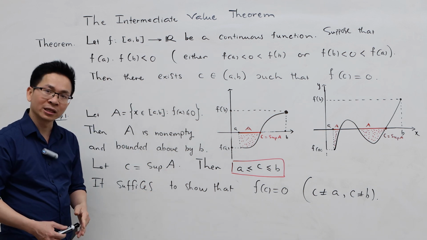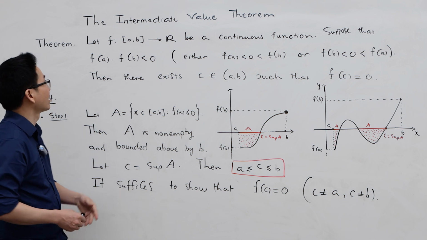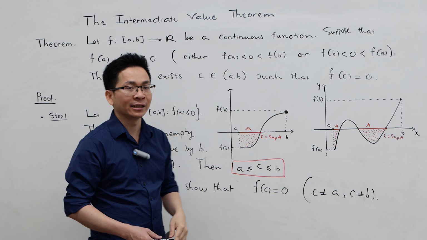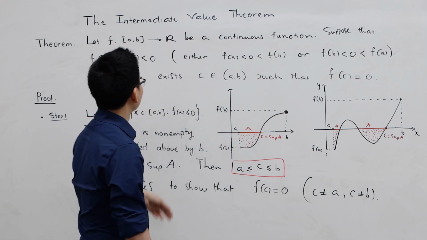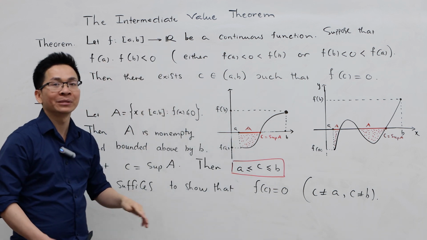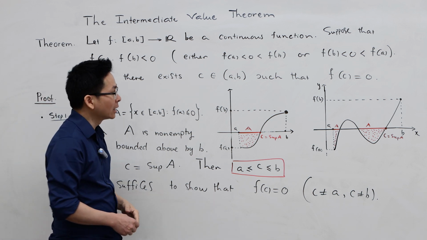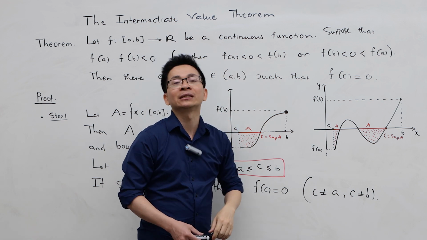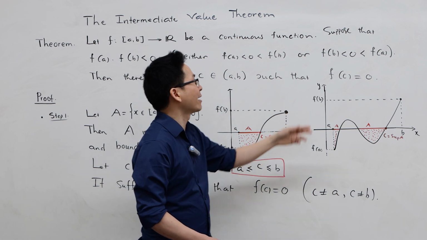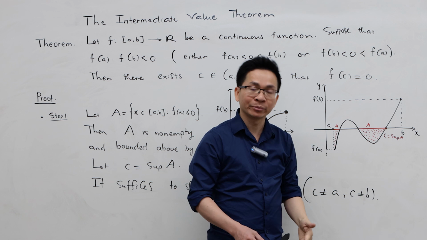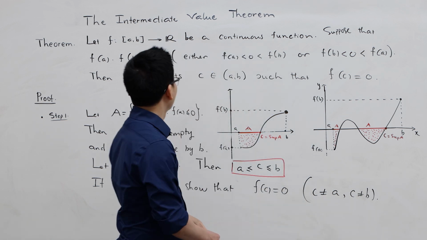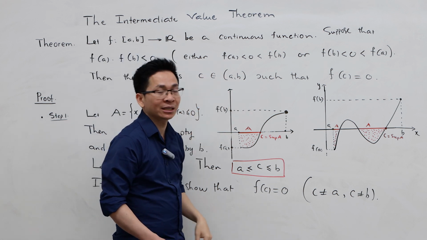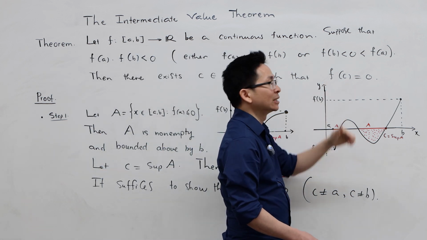So let me recall the first version of the intermediate value theorem. Let f be a continuous function defined on a closed interval [a, b], and suppose that f(a) times f(b) is less than 0. That means either f(a) is less than 0 and f(b) is greater than 0, or f(b) is less than 0 and f(a) is greater than 0. The conclusion is there is some c in the open interval (a, b) such that f(c) is equal to 0.